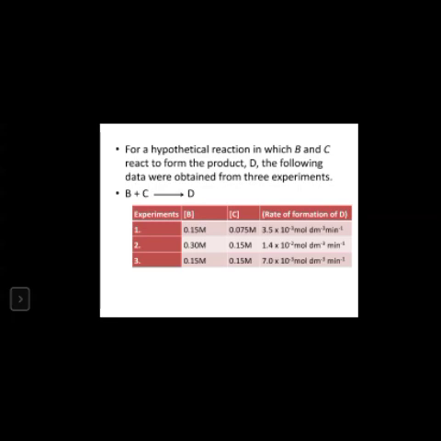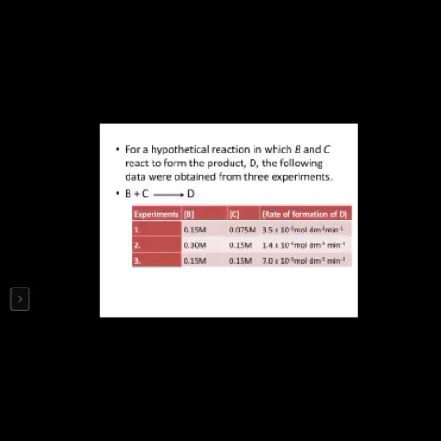and 3. When you move from 3 to 2, I double B, and look at my rate: you move from 7.0 times 10 to minus 3 to 1.4 times 10 to minus 2. Is that double? If it is double, it means the order with respect to B is 1. Then go and write the rate law. You move ahead and write the rate law. How will the rate law be now?